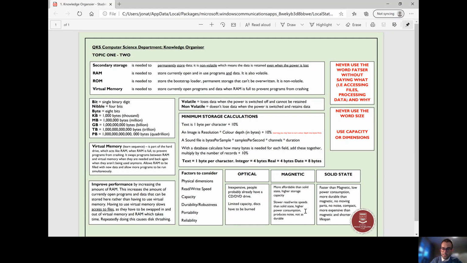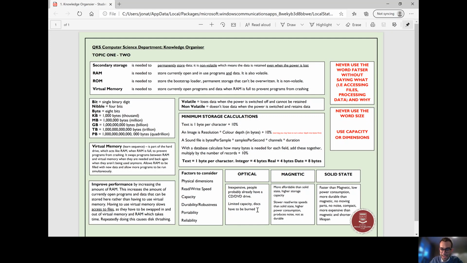And finally, solid state, they are faster to read and write than magnetic. They have a lower power consumption than magnetic and are more durable. They have no moving parts. They're not susceptible to damage in the same way. They don't produce noise. They're more compact, smaller physical dimensions, can be used in portable devices, but they're going to be more expensive than magnetic for a similar capacity, and they do have a shorter lifespan.